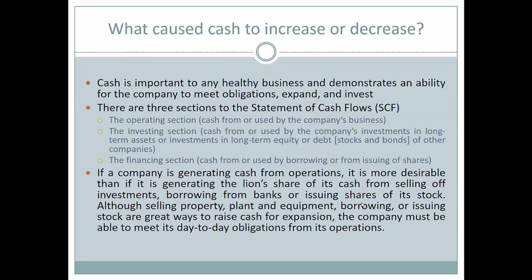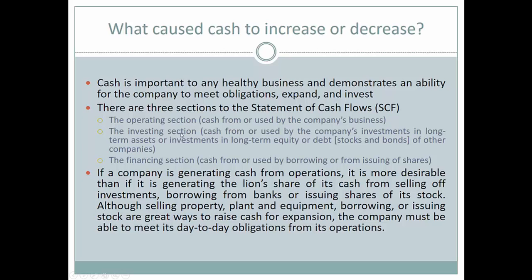Cash is important to any healthy business, and demonstrates an ability for the company to meet obligations, expand, and invest. There are three sections to the statement of cash flows. The operating section, which is cash from or used by the company's business. So this is everything that came from the company operating its business.